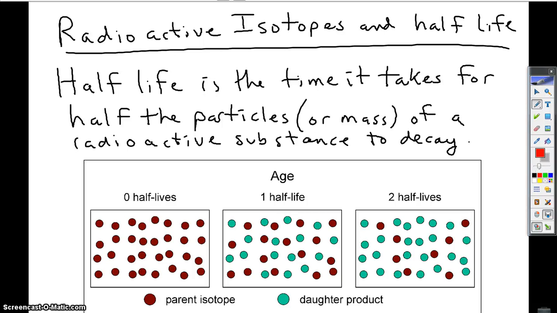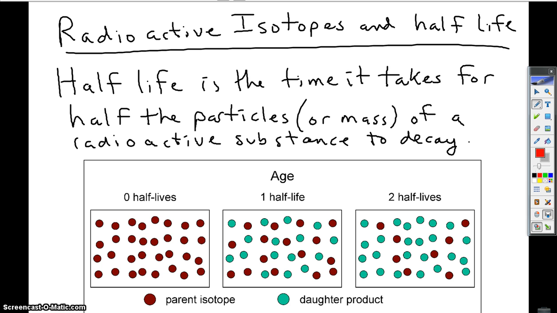And welcome back, and we're going to wrap up our talk of isotopes in chemistry and radiation and talk about radioactive isotopes and half-lives. So we'll throw a little bit of math at you. You need to be able to do the calculations to figure out how much of a substance is left after a certain number of half-lives.